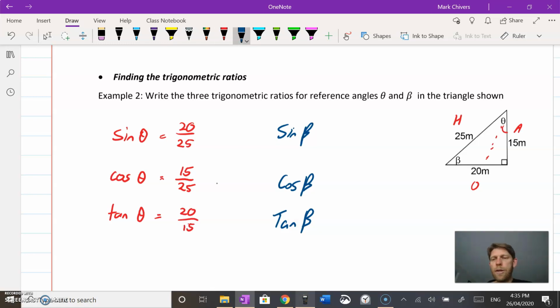Now, things change because we're looking in relation to beta. In relation to beta, that's the opposite side, and that's the adjacent side. So our ratios are likely to change. So for sine beta, the opposite over the hypotenuse is going to be 15 over 25. For cos beta, the adjacent over the hypotenuse is going to be 20 over 25. And tan of beta is going to be the opposite over the adjacent. The opposite side to beta is that 15 metre long side, and the 20 metre long side at the bottom is the adjacent.